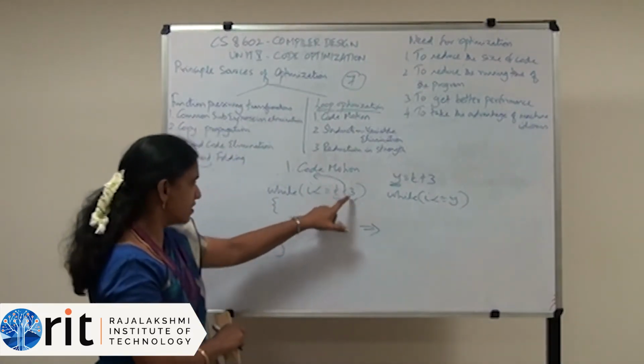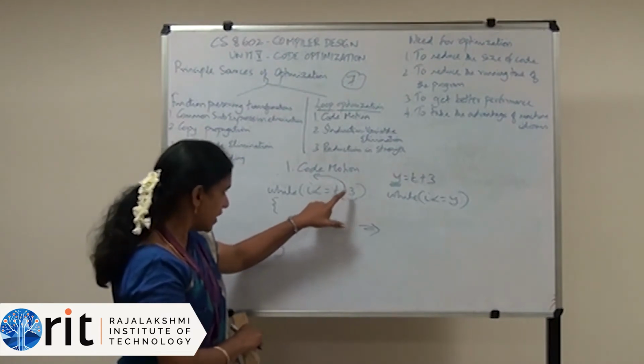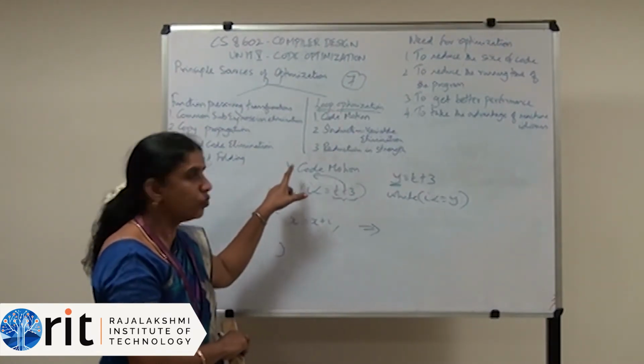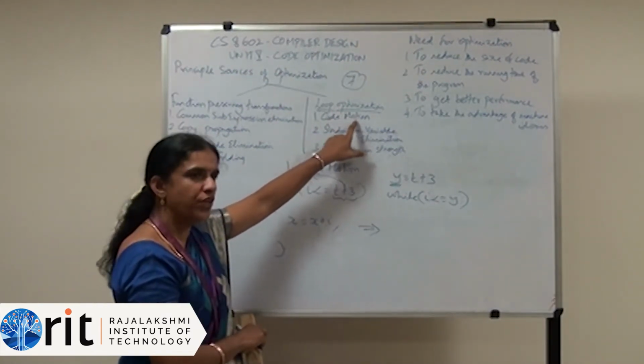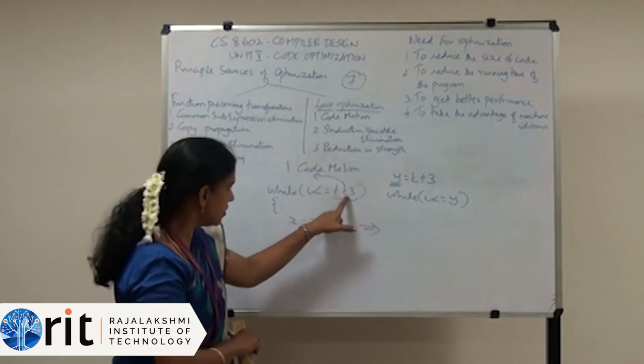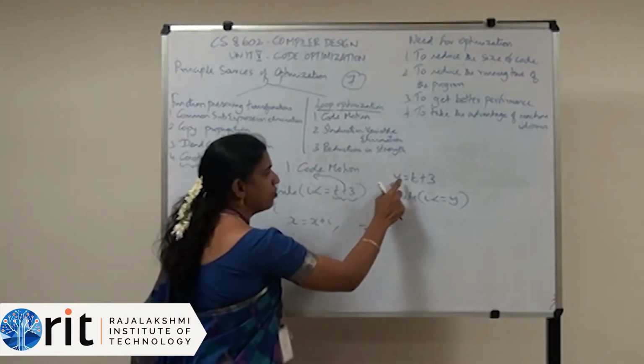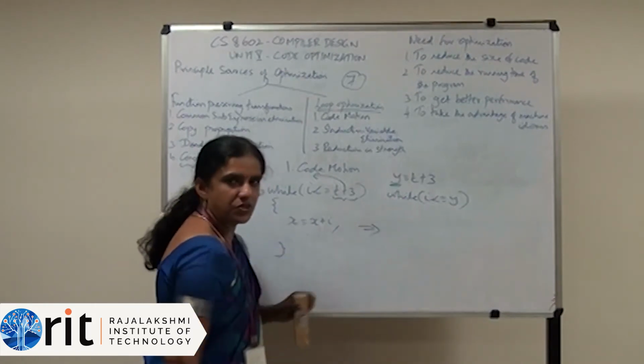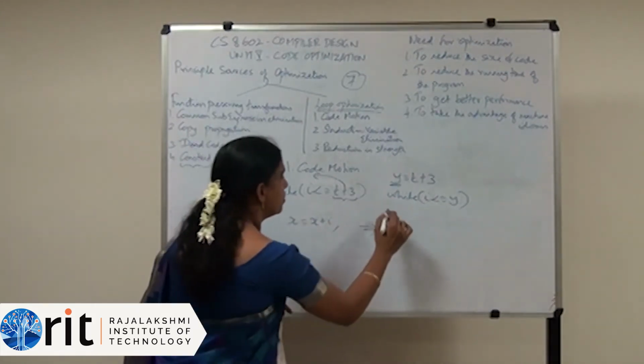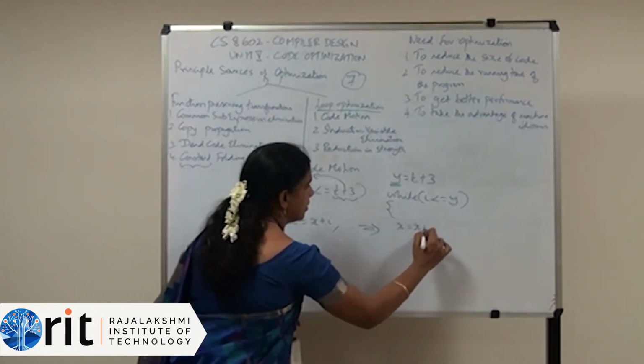No need to use the expression. I can move the expression outside the loop. That is called as code motion, moving the code outside the loop. This is the particular code, so I am assigning it to a particular variable. Then I am substituting here. So while i less than or equal to y, x equal to x plus i.